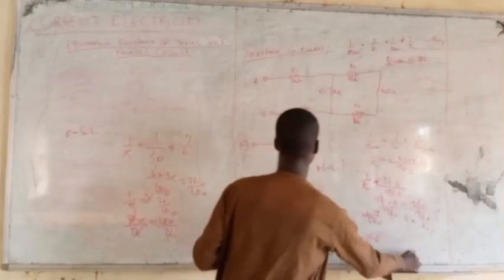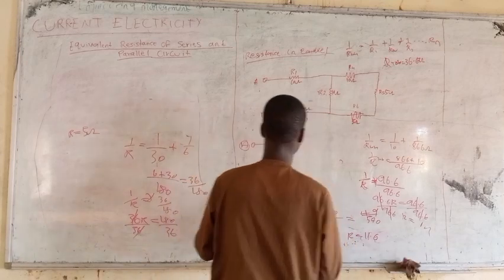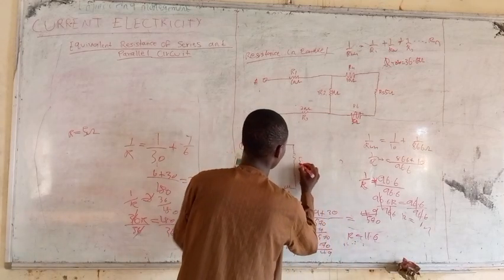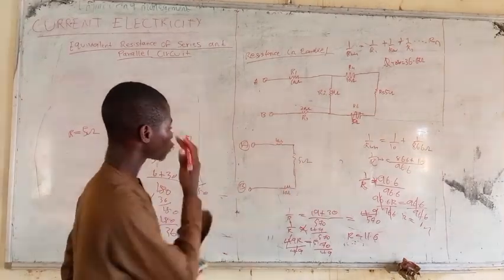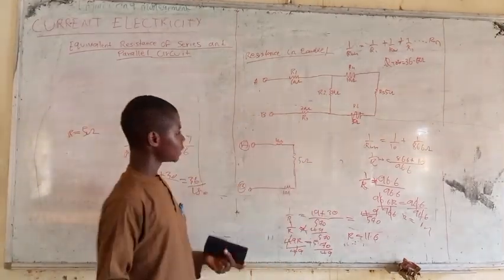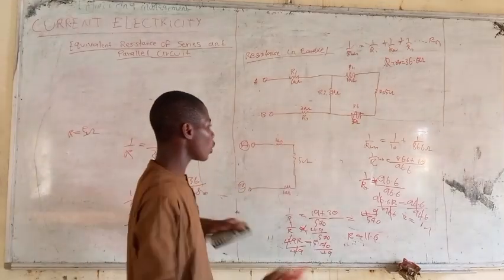It will give us 5 ohm. Okay, we have come to the end of question 2. Between 10, 5, and another 10, the resistances 1, 2, 3 are all in series.